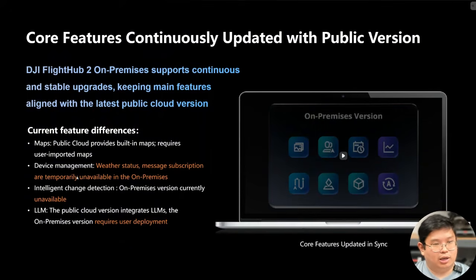For example, you need to get the offline map imported because we don't actually call a map service from the public internet. It's an on-premises solution, so everything needs to be fully functional under offline conditions. So you need to import the building, the map layer, and the elevation layer for operation reference. And when it comes to device management, the weather status and message subscription are not currently available for the on-premises version because this is all information that we need to acquire from the public internet.